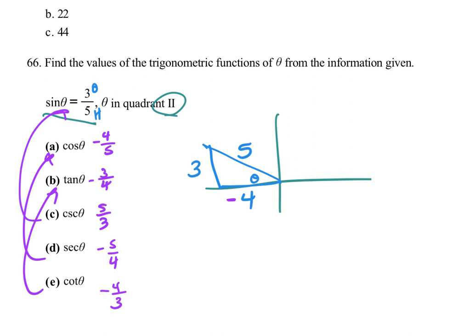Well, that's a triple 3, 4, 5. If you don't remember it, then you've got to do the Pythagorean theorem. And then because it's in the second quadrant, you moved left. So it's negative.